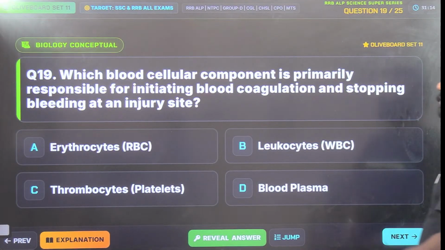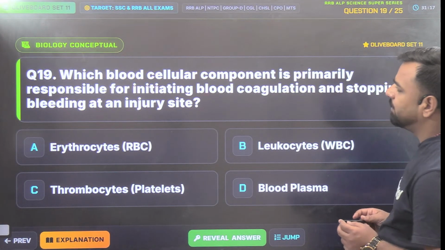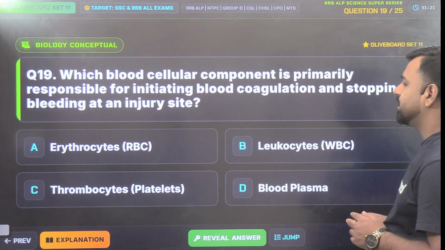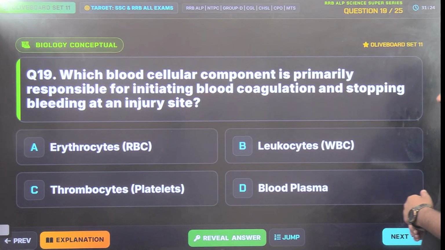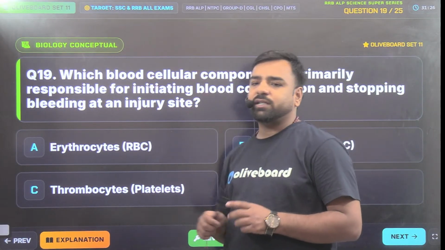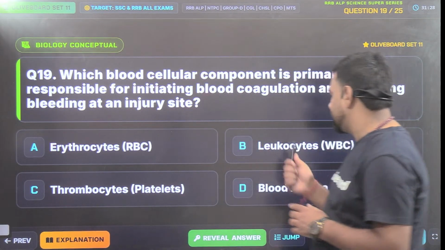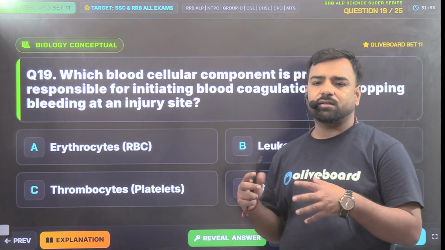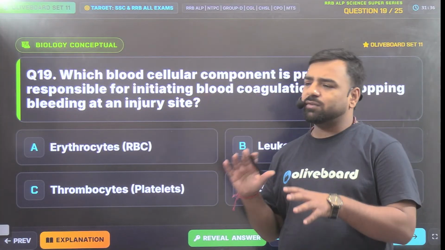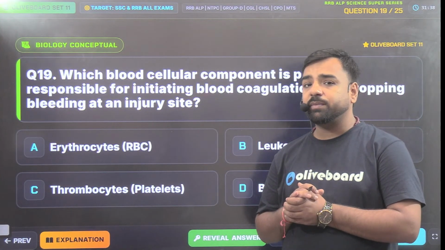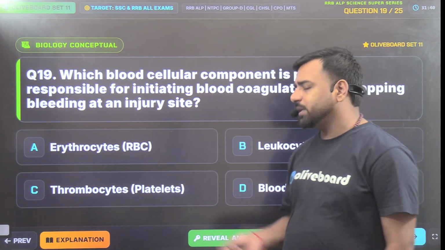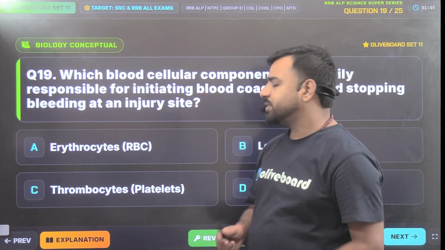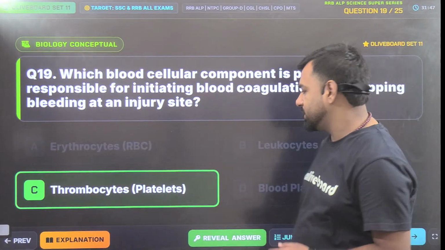Next, which blood cellular component is primarily responsible for initiating blood coagulation and stopping bleeding at the injury site? Is it RBC, WBC, platelets, or plasma? RBC is helpful in the transportation of oxygen. WBC is linked with immunity, right? It keeps you healthy, that is, it fights foreign particles so that you remain safe and sound. What about platelets? Platelets have a count of 1.5 to 4 lakhs, and they help in blood clotting. And yes, option number C is the correct answer.